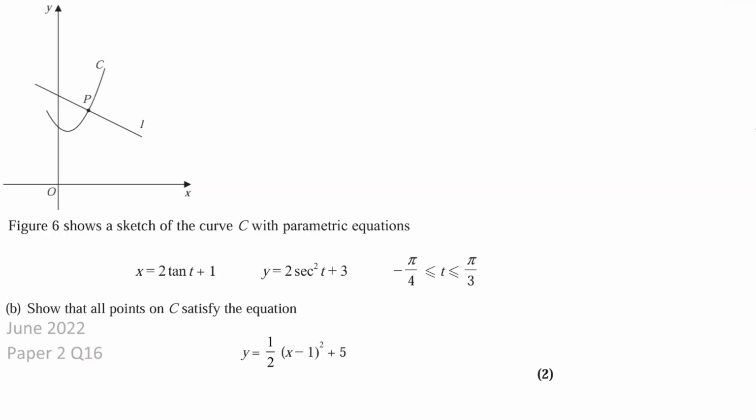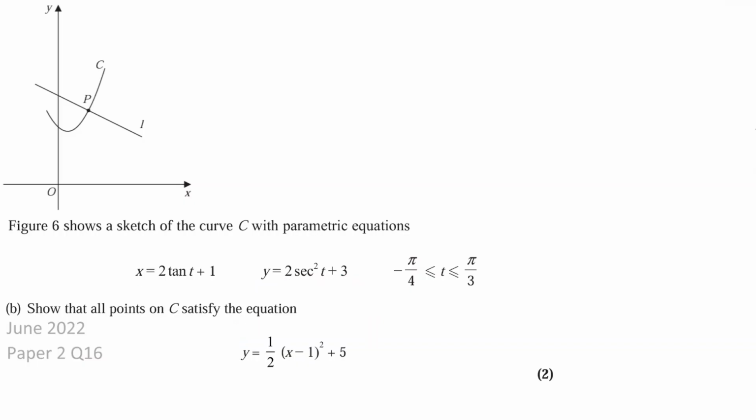Okay, and then for part B, we need to show that all the points on the curve C satisfy this equation here. And this is the type of question that we talked about a lot back in the parametric equations chapter. Essentially what this question is just asking us is to convert these parametric equations into this Cartesian equation here, which we know how to do.